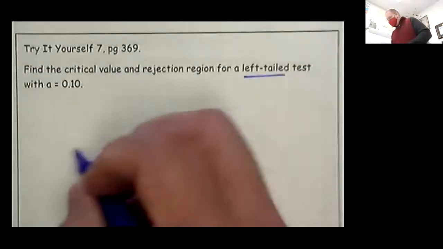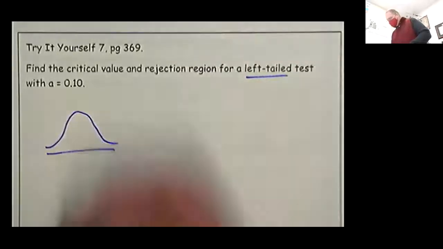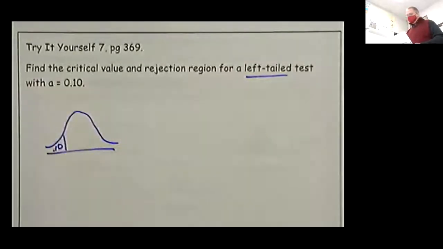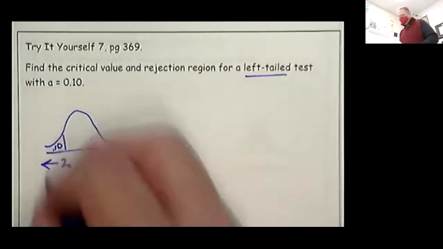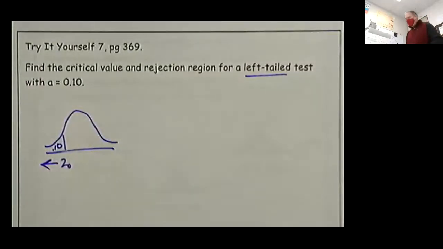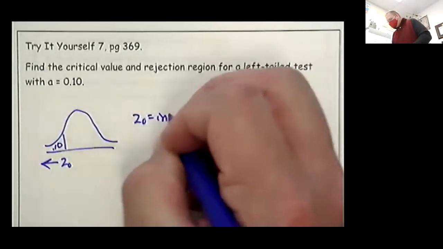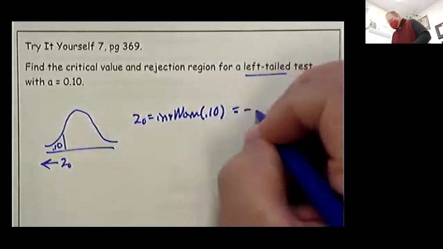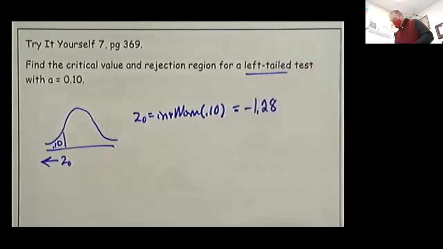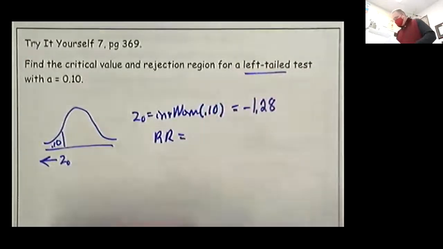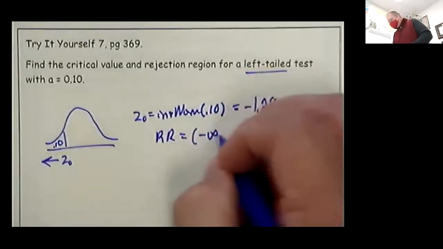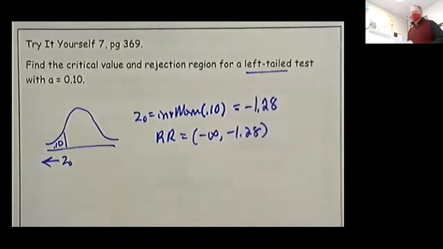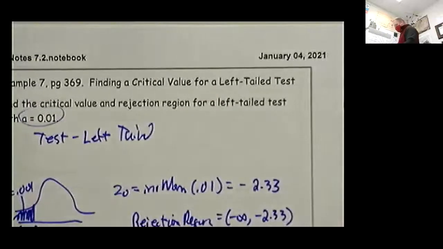Again, we're going to use a left-tailed test. So left-tailed test goes that way with an alpha of 0.10. So now we have an area of 0.10 under the curve. We want to find our Z0. Our rejection region is going to go to the left. So our Z0 then is inverse norm of 0.10. That is negative 1.28. Therefore, our rejection region, because we're going to the left of that z-score, is negative infinity to negative 1.28. Again, what we would do then to run the test is we're going to find the z-score. If the z-score is in that rejection region, then we're going to reject. If it's not, we're going to fail to reject.